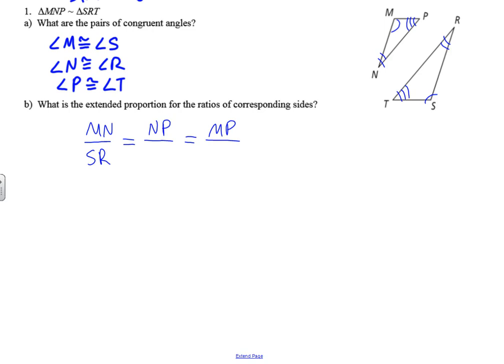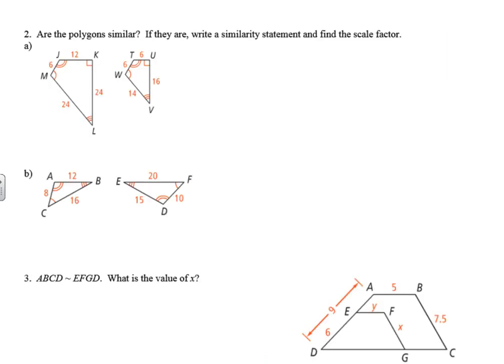NP, N has 2 marks, P has 3 marks. So that would be RT over here. And then MP, 1 and 3 markings with M and P. So S and T are the ones that correspond to that. And again, there's a bunch of ways we could write that are equivalent, but that's how I do it. Pick one triangle, put those in the numerator. Pick the other triangle, the sides that correspond, put those in the denominator.